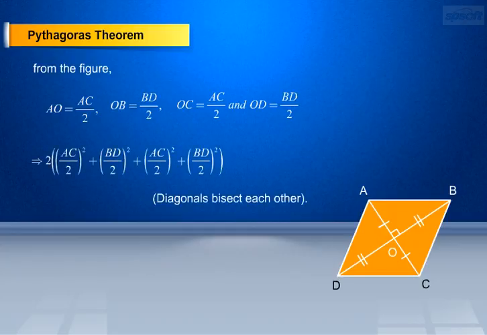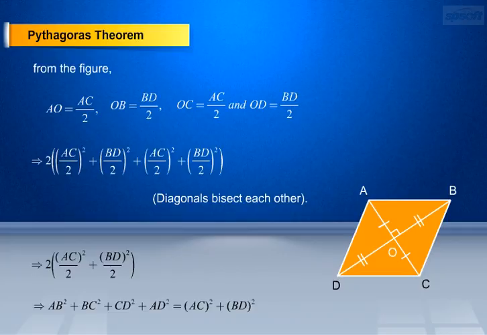This implies that 2 into ((AC by 2) whole square plus (BD by 2) whole square plus (AC by 2) whole square plus (BD by 2) whole square), since diagonals bisect each other. This implies that 2 into (AC square by 2 plus BD square by 2). This implies that AB square plus BC square plus CD square plus AD square equal to AC square plus BD square.